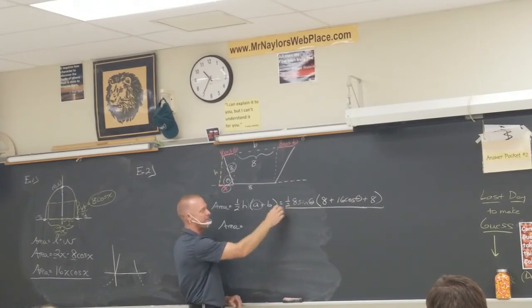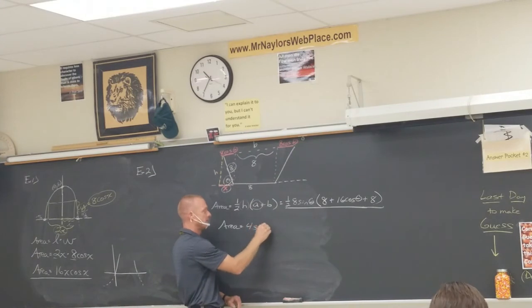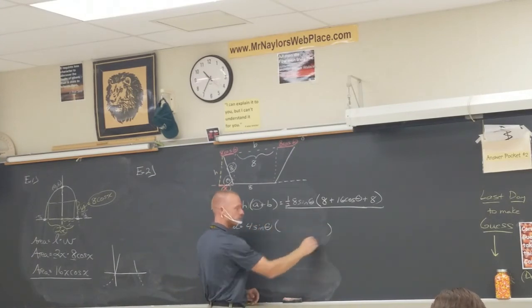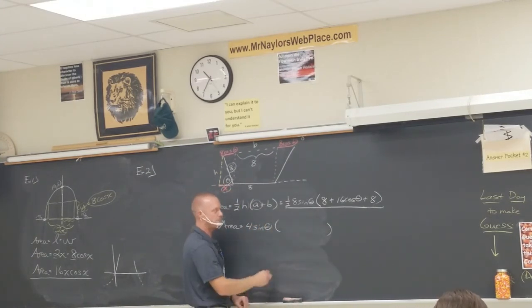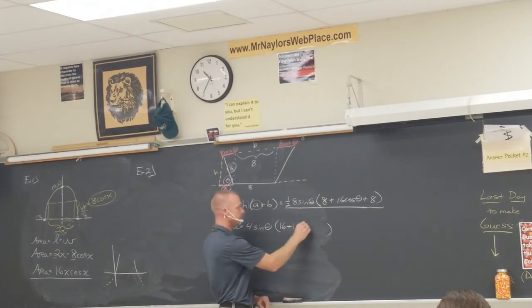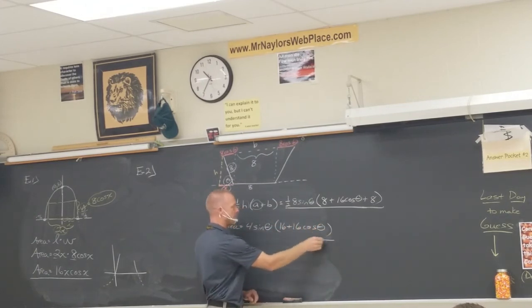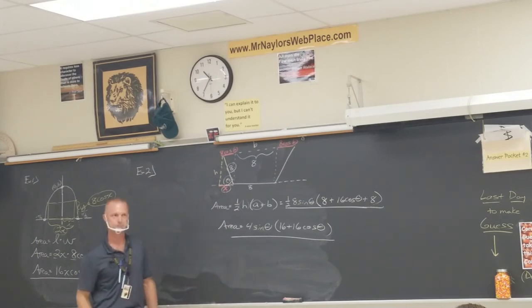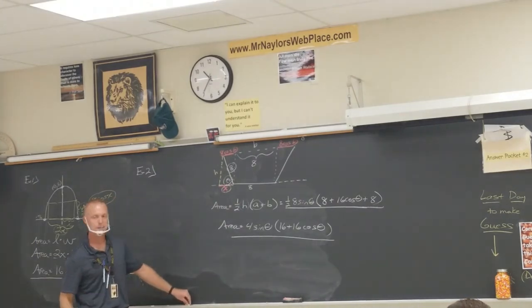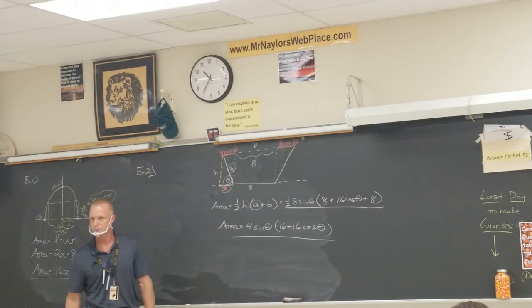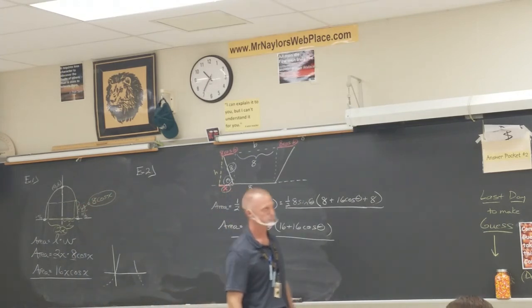Half of 8 is 4. We also have some like terms. We have some 8 plus 8 going on. So simplify that puppy and it looks a lot nicer. That's a formula that gives the area based on theta.